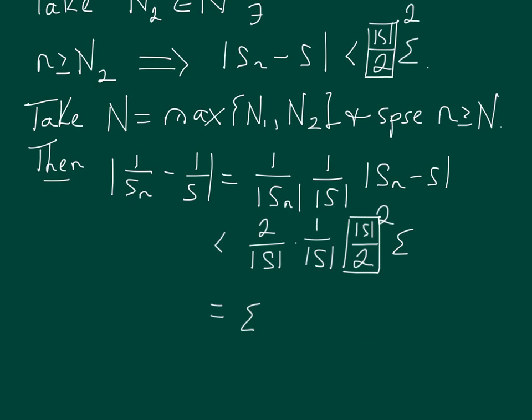Just to recap very quickly, given an epsilon bigger than 0, we were able to find a positive integer capital N such that whenever little n was greater than or equal to capital N, the distance from 1 over s sub n to 1 over s was less than epsilon, so hence the limit of 1 over s sub n is indeed 1 over s as needed.